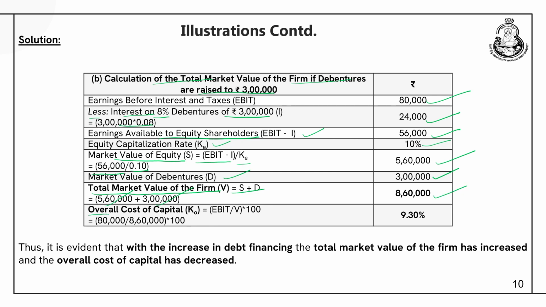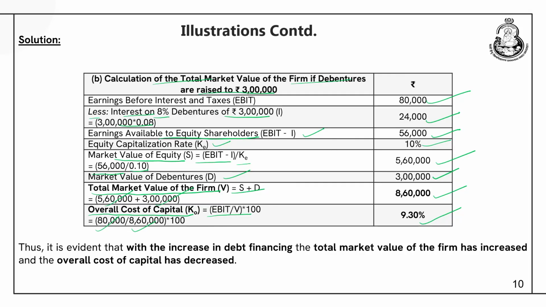Now, we can calculate the overall cost of capital, that is KO, and how it is calculated? EBIT by V into 100. EBIT is given as 80,000. You have calculated the value of V as 8,60,000. So, this comes out to be 9.30%.